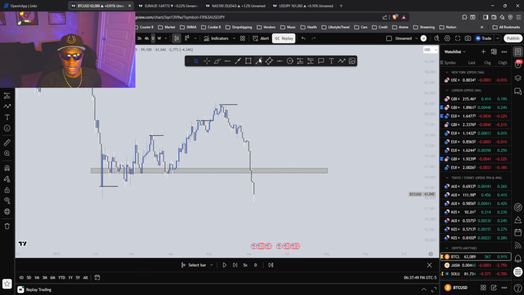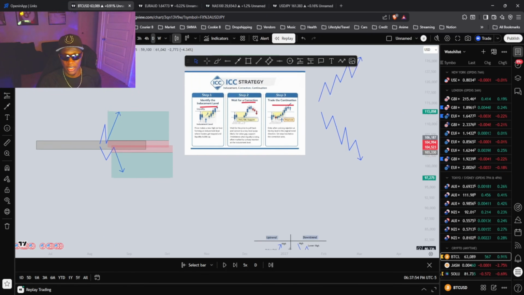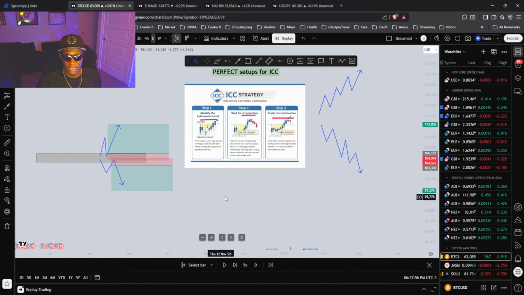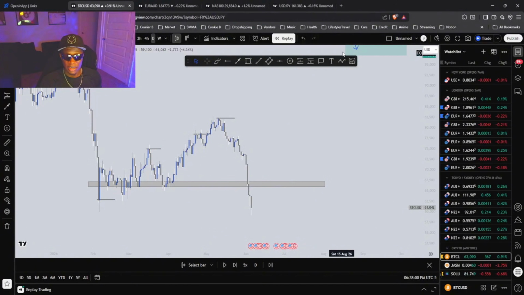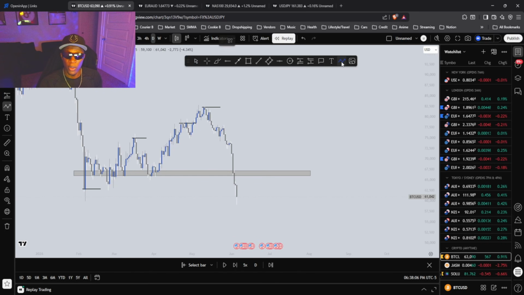Now, as we're looking at this, what does this look like based off what we trade? What we trade again is ICC: indication, correction, continuation. What does this look like? This looks like an indication. If you guys say indication, you got it correct. This is an indication. So now what we're waiting on is the correction. So it should look something like this.